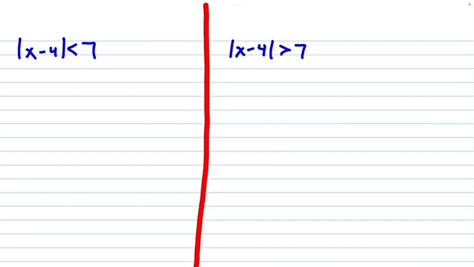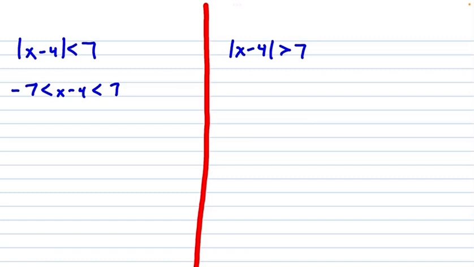So now this is how we set this up. I'm going to say it again. The absolute value of x minus 4 is less than 7. When we see this, we have to set it up as negative 7 less than x minus 4, which is less than 7. Okay, and we're still trying to get x by itself.